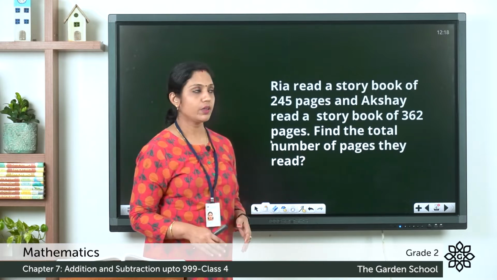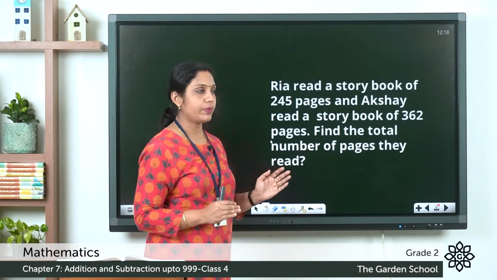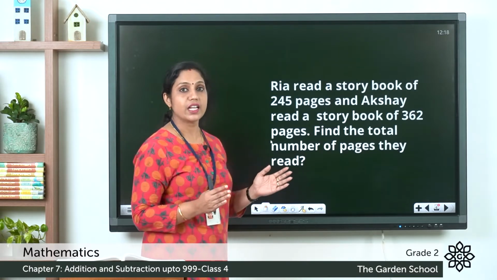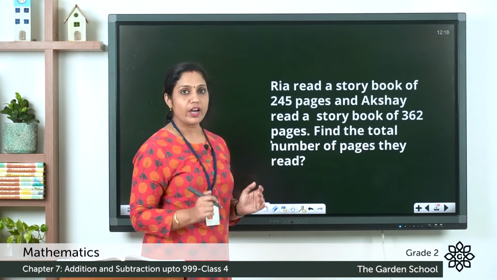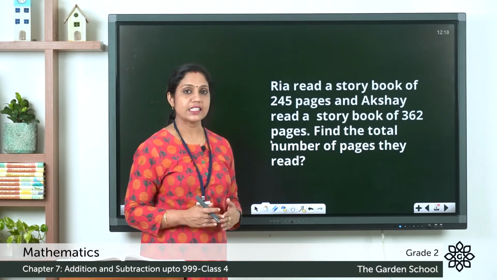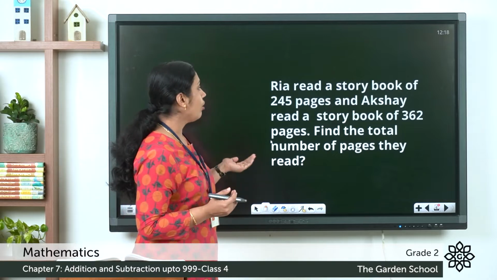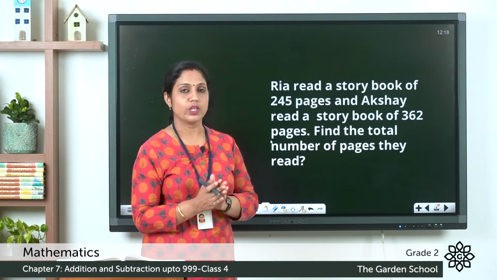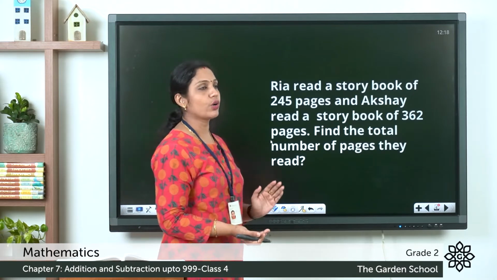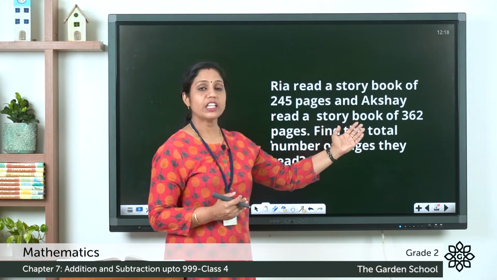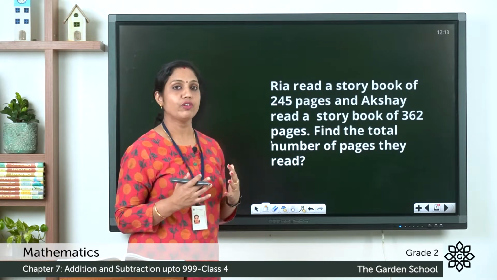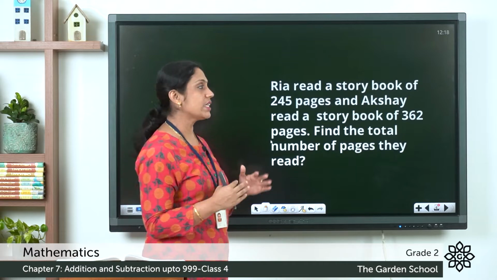Ria read a storybook of 245 pages and Akshay read a storybook of 362 pages. Find out the total number of pages they read. So in this question you can see that Ria read a storybook of 245 pages. So in that storybook there are 245 pages, and Akshay also read a storybook. In that book there were 362 pages. Now what we have to find out? We have to find out the total number of pages they read.